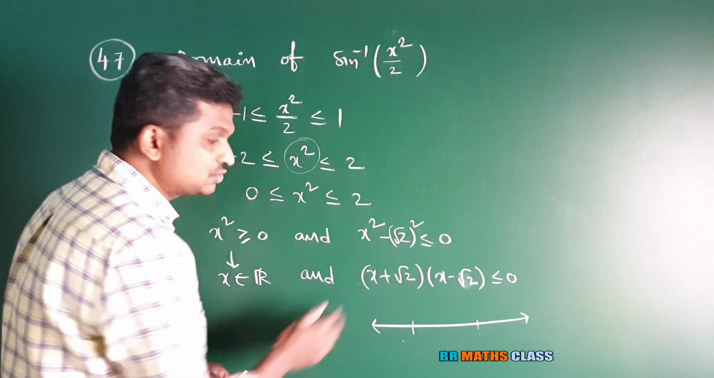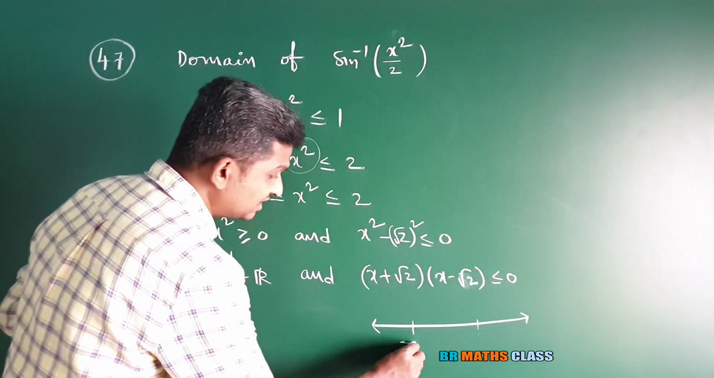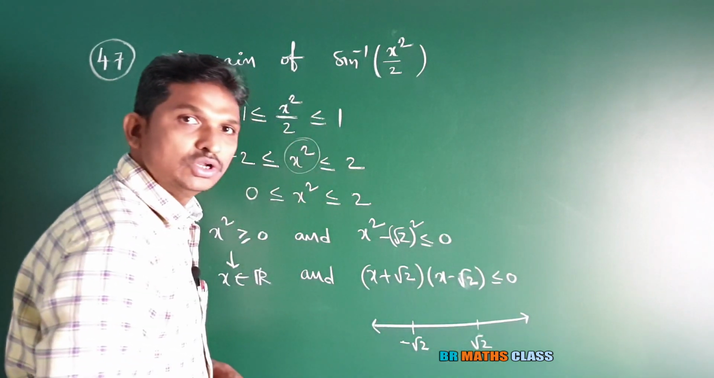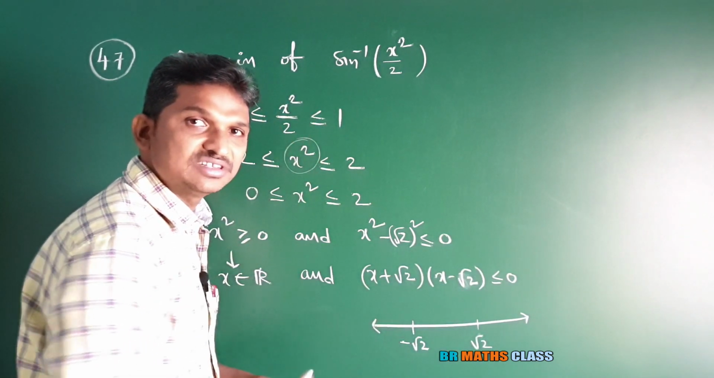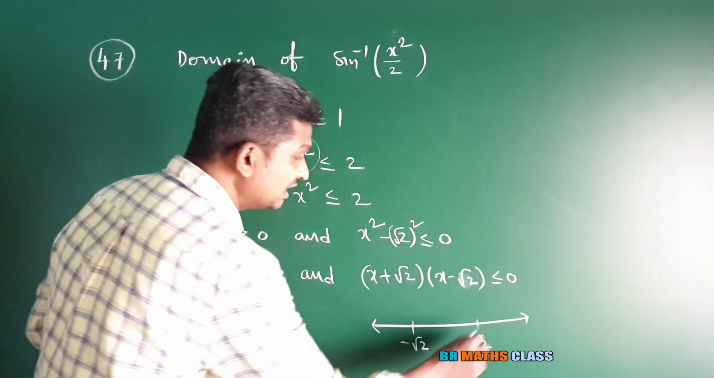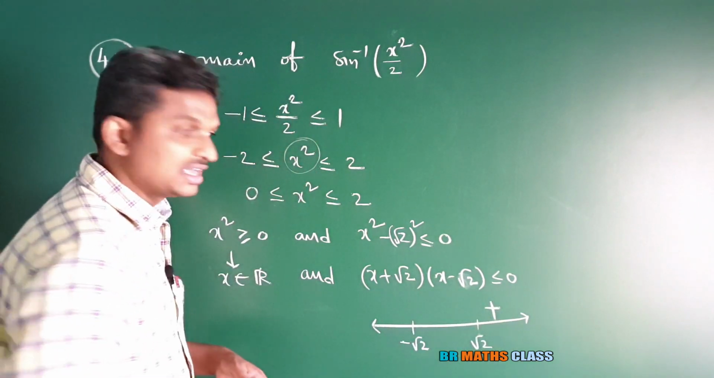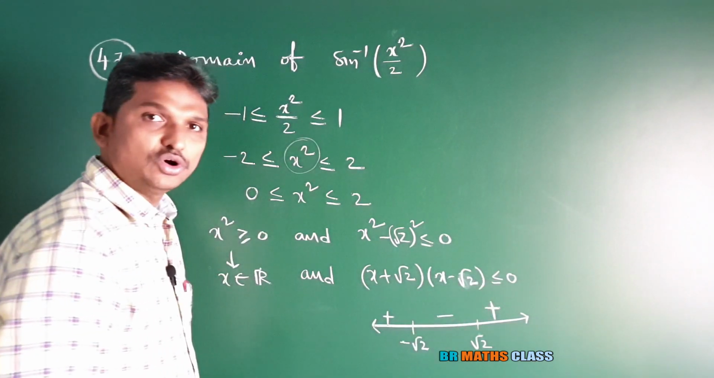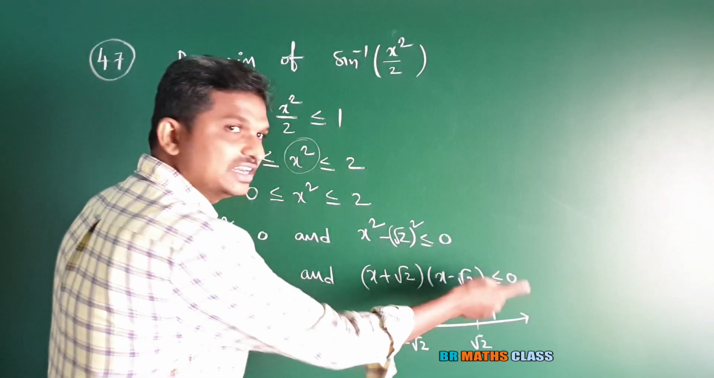Now you equate this to 0, you will get x equal to minus root 2. You equate this to 0, you will get x equal to root 2. To calculate x values which satisfy this inequality by using the wavy curve method, in the rightmost corner you write plus, and then alternate symbols minus, plus. Less than or equal to 0 means I need negative values.